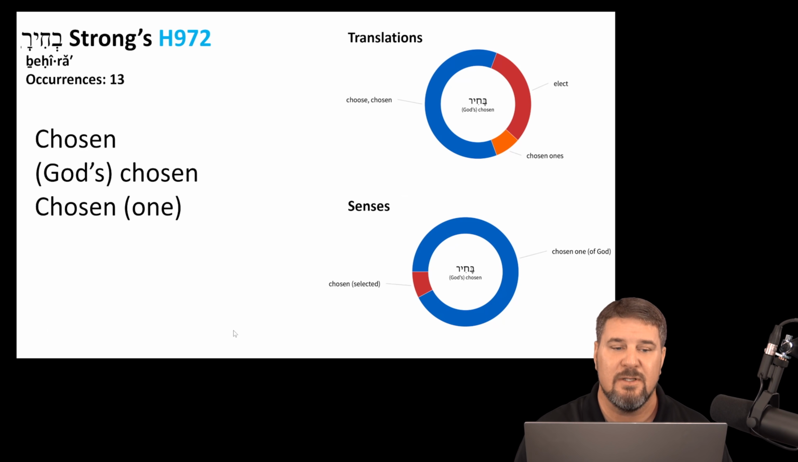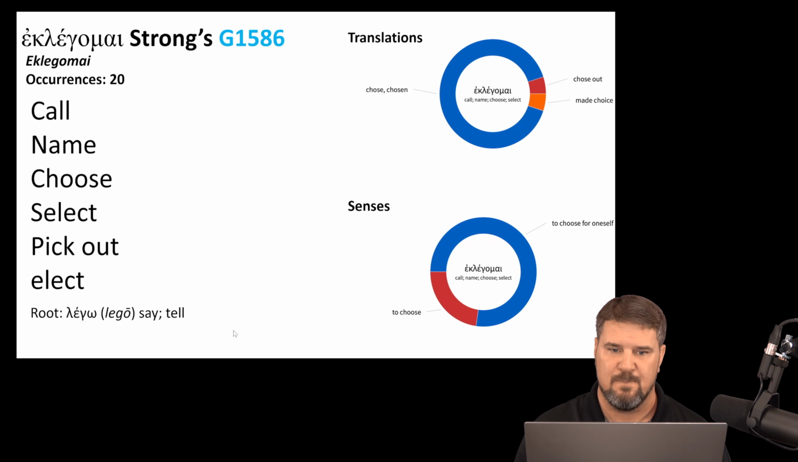Strong's H972, bahira, and that's 13 occurrences, so not quite as many as the other one by far, and it means chosen or God's chosen or chosen one, and then you can see the translations and the senses in which that is used over on the right-hand side as well. And then we have Strong's 1568, and that is eklegomai, and it occurs 20 times, and it could be call, to name, to choose, select, pick out, and elect.